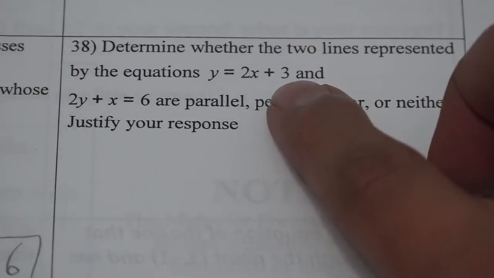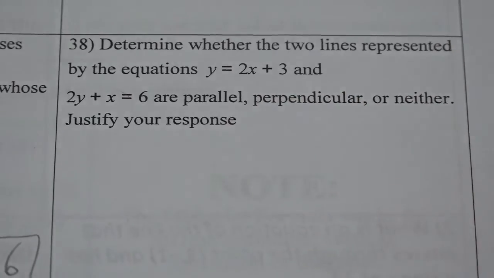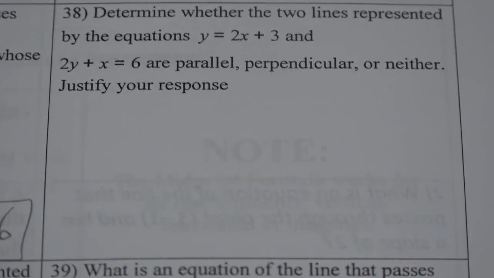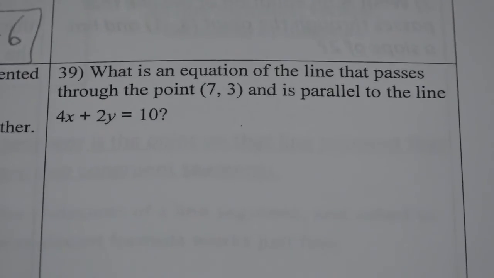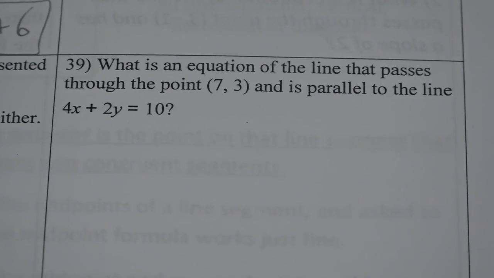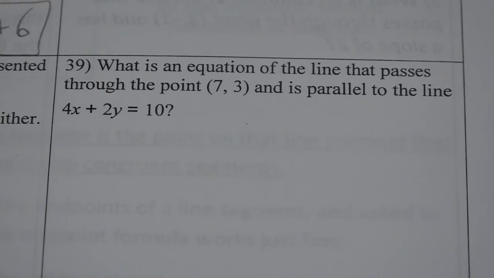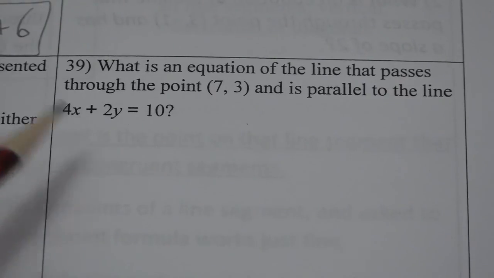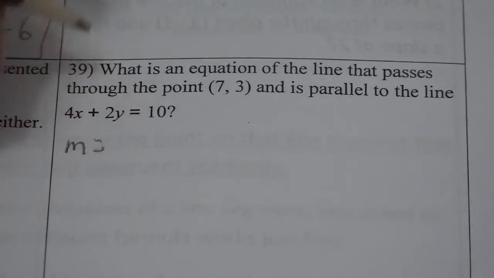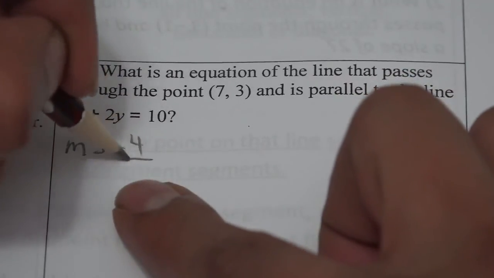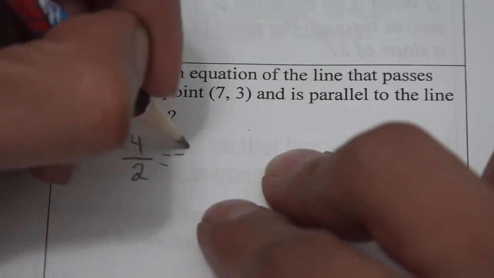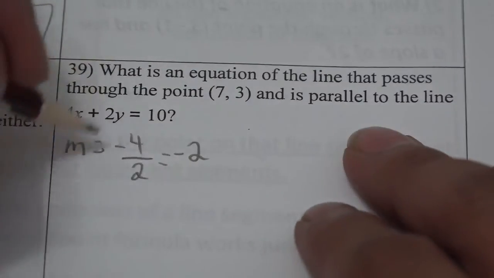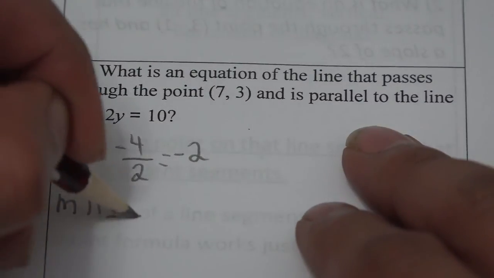Alright, this one is the same as problem 36, so you should be able to do it. What is an equation of the line that passes through point 7, 3 and is parallel to that line? I think I did this before, but you know what? I'm not gonna do it for you. I have to identify what the slope is. And then parallel, that means I'm gonna be using the same slope.